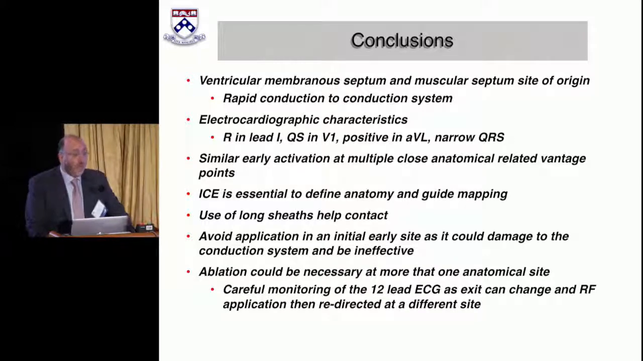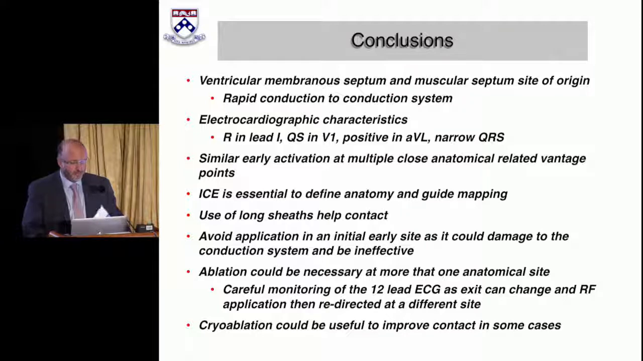You may finally need ablation on more than one site, but you need to choose the neighbor, and that's why anatomical reconstruction is very important, because you will know what's opposite in that particular patient. And always, when we're ablating, we have a 12-lead EKG running on the Prucka, because you need to pick up minor changes in the QRS. And for some patients, cryoablation could be useful, especially for contact, or for those patients who have already had multiple procedures, where you have a higher worry that you will cause heart block.